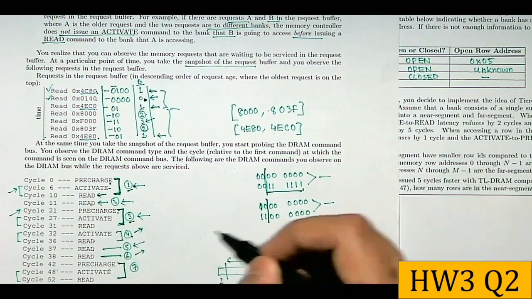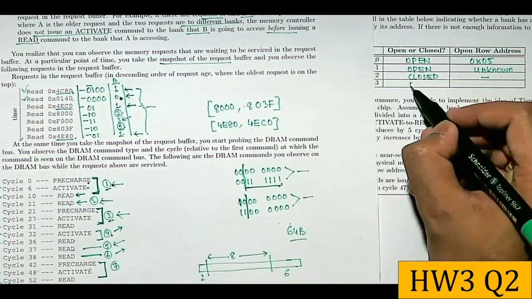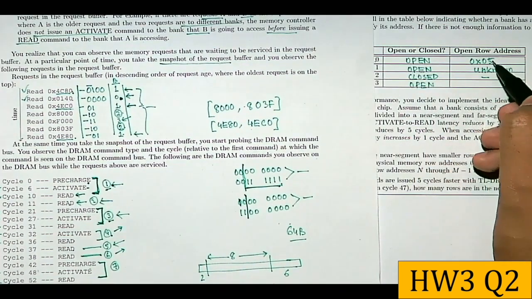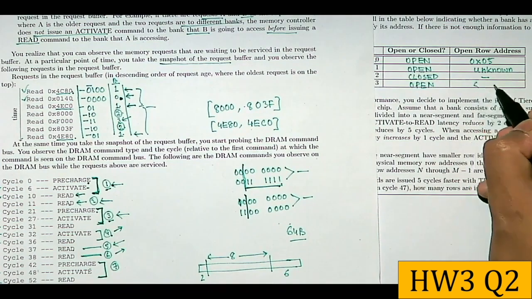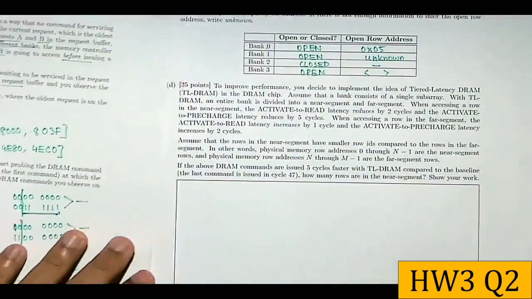So that means whatever you are accessing, it's hitting the row. You know how to, then this is definitely open, and using the same tactics, we can actually get the address of the open row. Make sense? Okay. Now comes the trickiest part of the question.